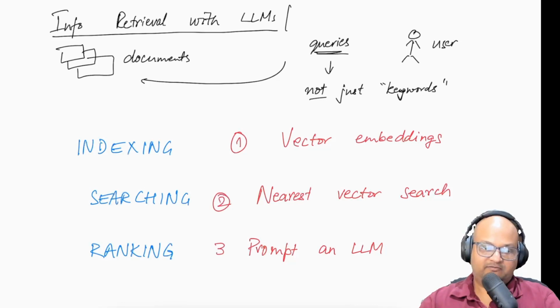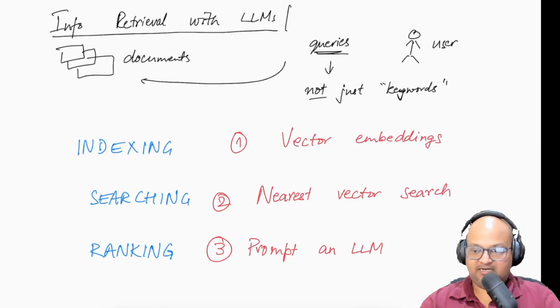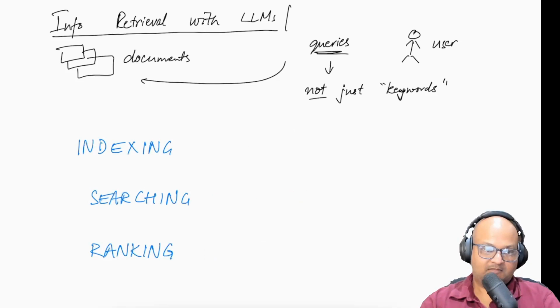So we've got these three steps in this new style of search. We perform a vector embedding. We do search with nearest vectors over those vector embeddings. And then we prompt an LLM with what we found. So let's look at those in a bit more detail.